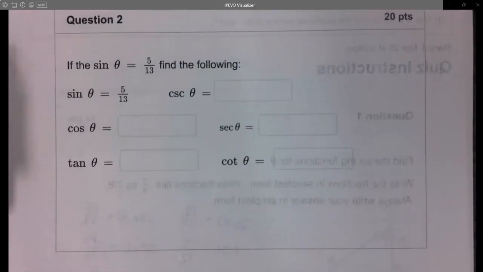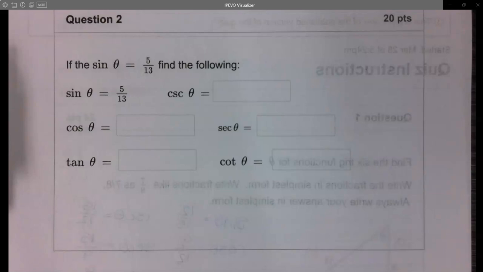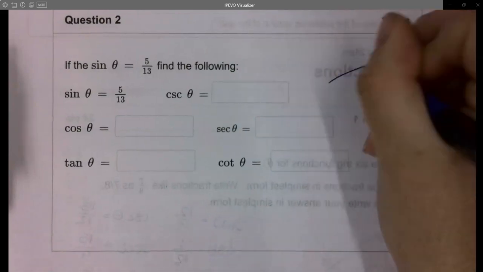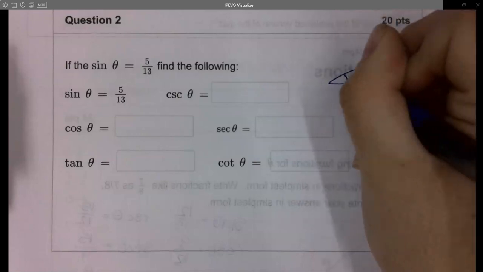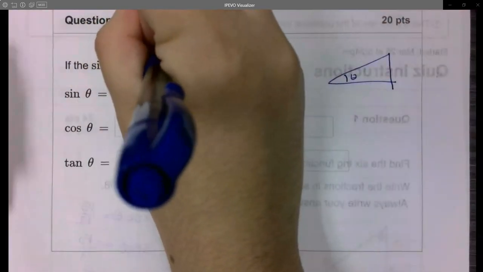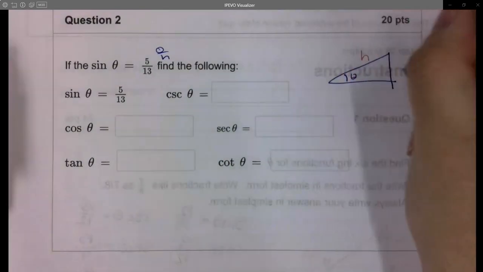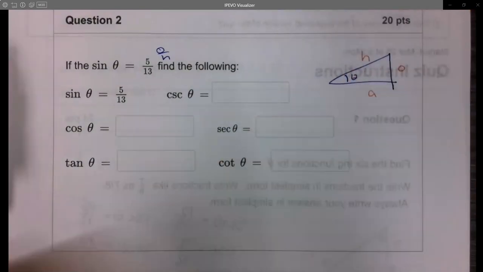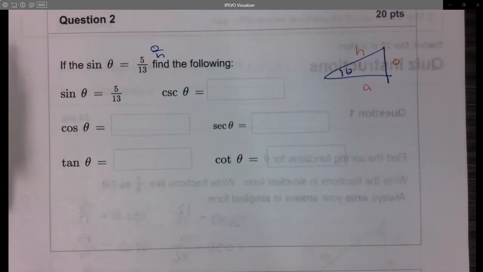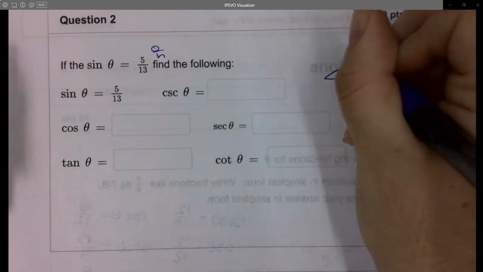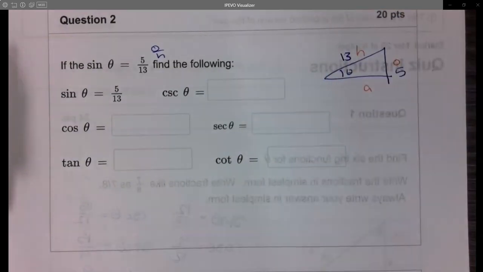Number 2 tells me sine of theta is 5 over 13, and I want to find the rest of them. So I'm going to start off by drawing a triangle. I know sine is opposite over hypotenuse, so I label this. My hypotenuse is here, opposite, adjacent. I can go ahead and fill in my pieces that I do know. So I know my 5, and I know my 13. I need to go ahead and find my adjacent value.